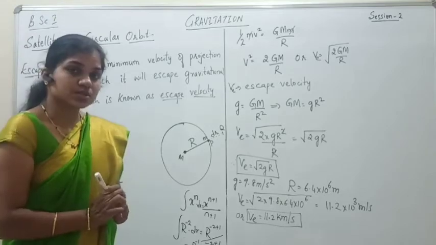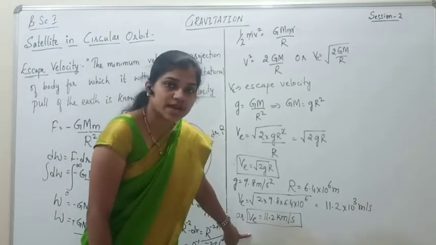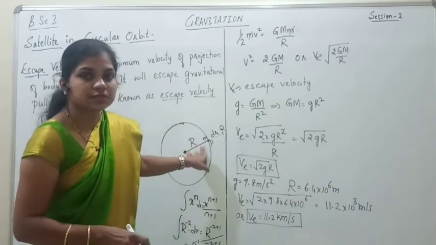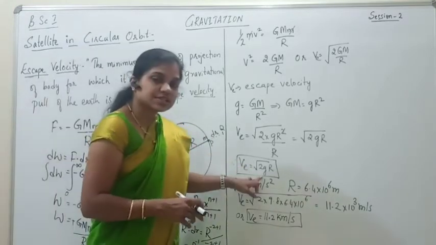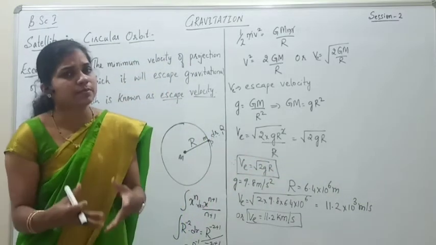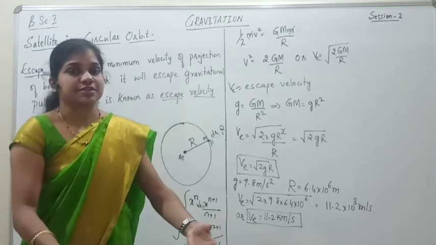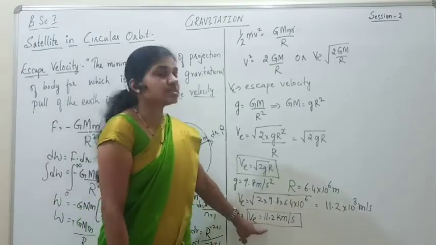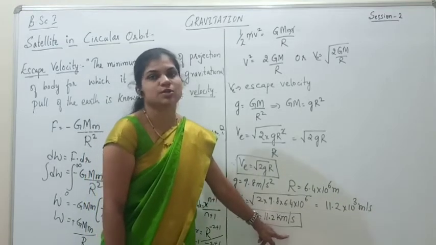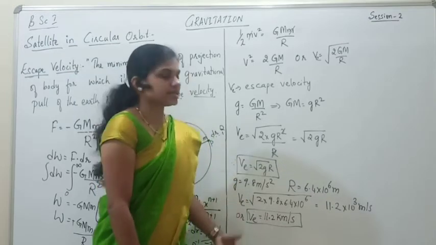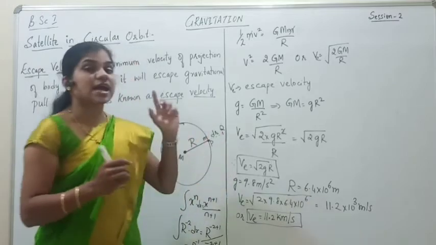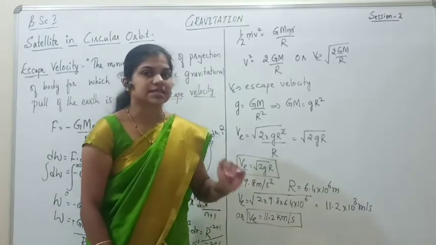Now it is important to know that this is a constant value, because escape velocity does not depend on the mass of the body. It only depends on the acceleration due to gravity and the radius of the earth. So for any body of any mass to escape from the gravitational pull of the earth, it requires a minimum velocity of 11.2 km per second. So this is the formula for escape velocity and the value of escape velocity.